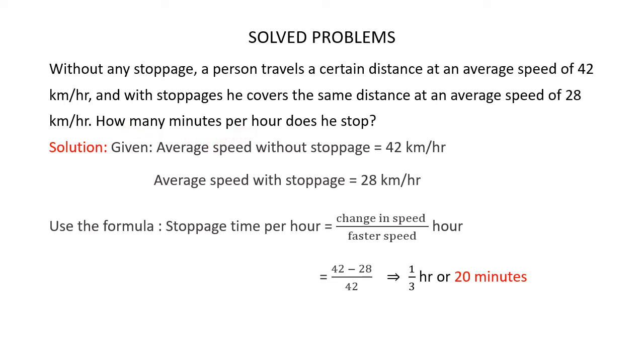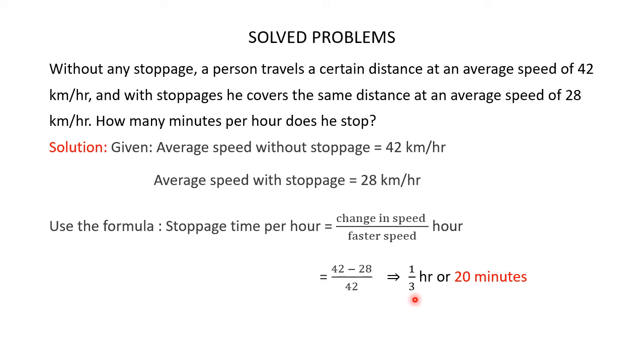So to find the stoppage time per hour, use the formula: stoppage time per hour is equal to change in speed divided by fastest speed. Now we know that the fastest speed here is 42 kilometers per hour. So change in speed is 42 minus 28 and fastest speed is 42. So stoppage time per hour is 42 minus 28 divided by 42, which is 1/3 of an hour.